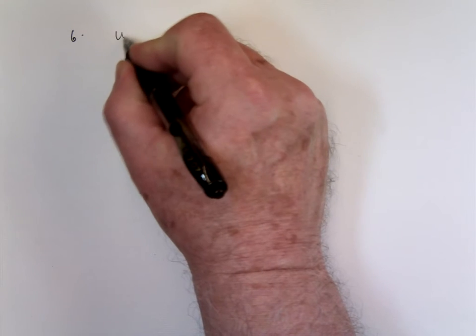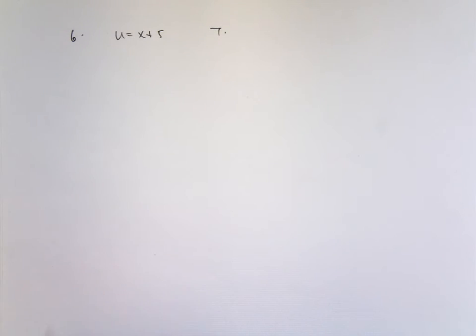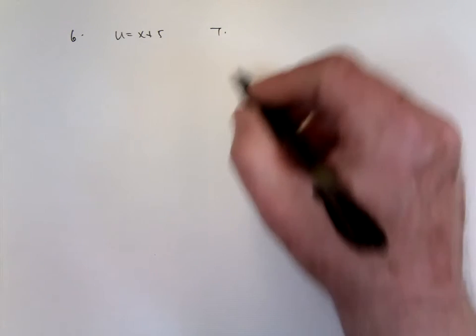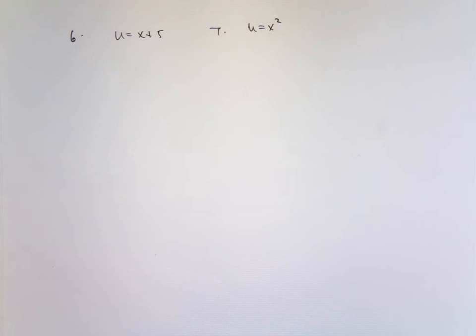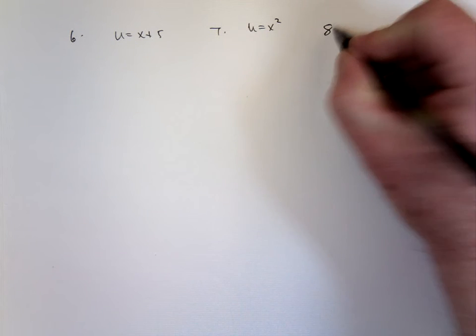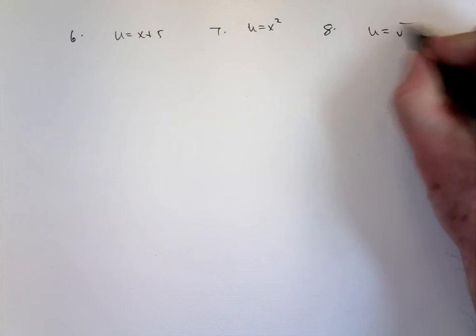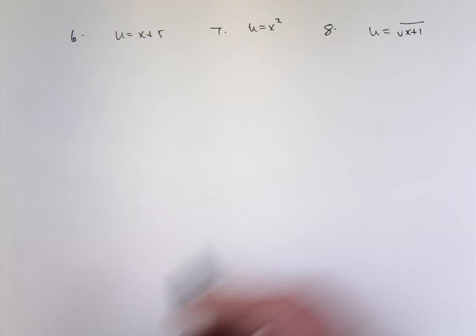6. First step in evaluating the integral, the first step here is to let u equal x plus 5. By doing that, you have a u to the n form. 7. First step here is to let u equal x squared. By doing that, you have a sine u form. 8. First step here is to get rid of the square root by letting u equal the square root of x plus 1.